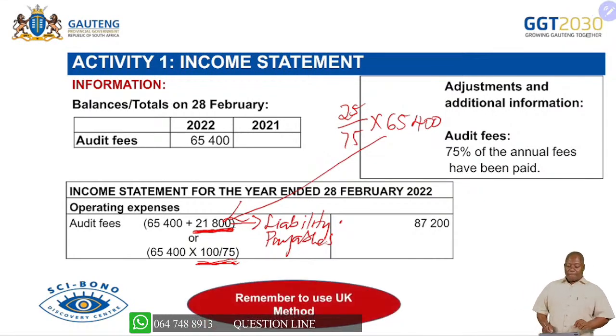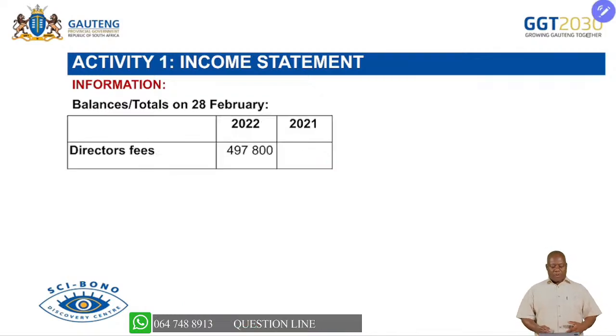So remember, the UK method, it's saying unknown over known. The unknown is 100%. That's what we're looking for. The known is the 75%, which is 65,000. So whenever we are looking for an unknown figure, we have unknown over 100, known over 75%, and then we are done.